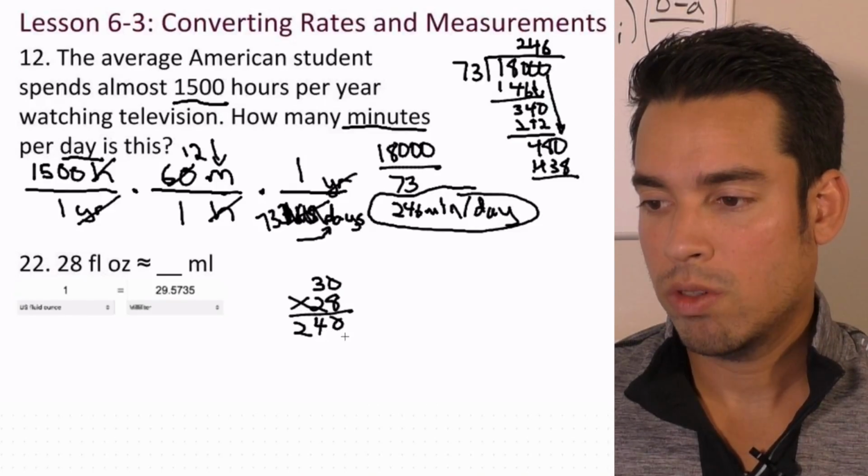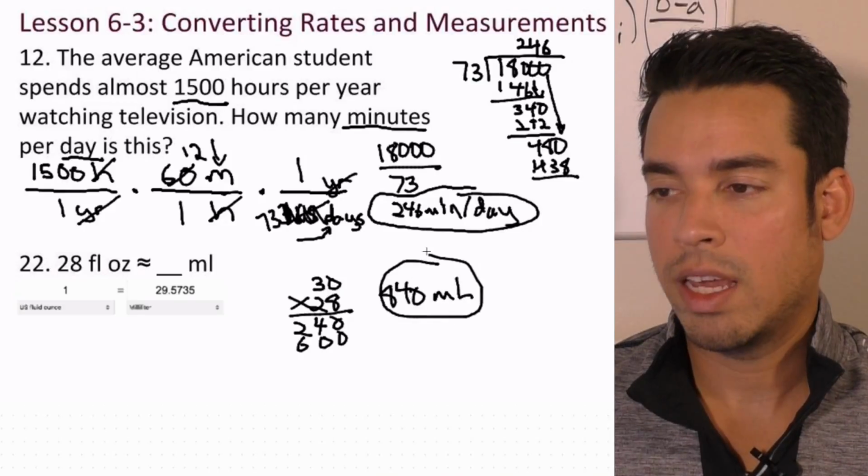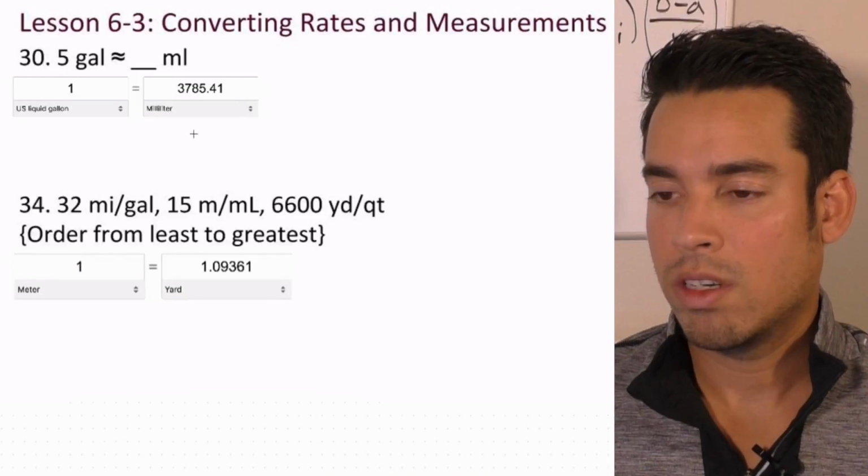30 times 28: 0, 24, 0, 0, 6. So our answer is approximately 840 milliliters. That's 28 fluid ounces. Let's go on to number 30.